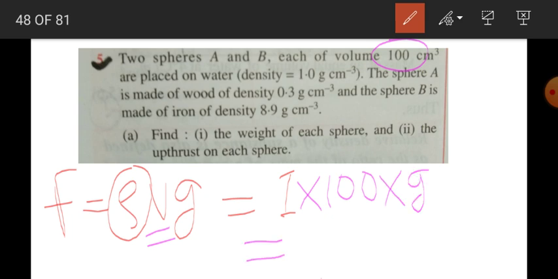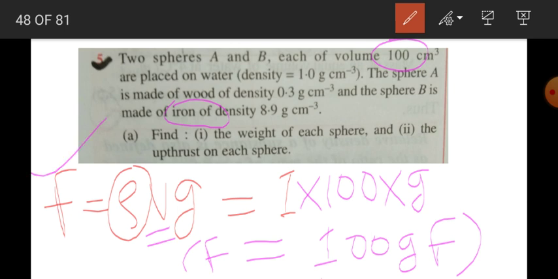So this will be 100 gram force. So upthrust acting on the iron ball will be 100 gram force. This is the formula for the upthrust.